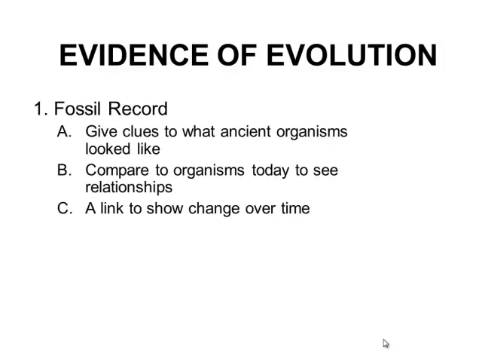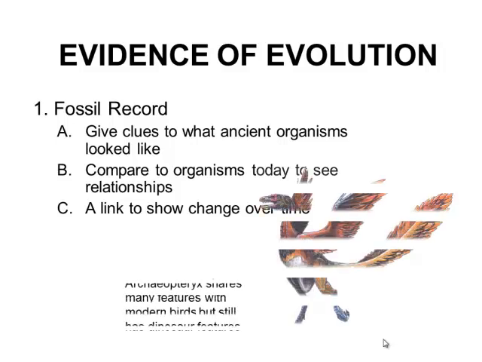The first one is the fossil record. Now, the fossil record gives us a clue to what ancient organisms look like. We can use that fossil record to compare organisms that we see today and who their ancestors were. And it does show us a link to see that change over time. As we discover more fossils, we can start to see different adaptations, different skeletal structures that actually change over time.